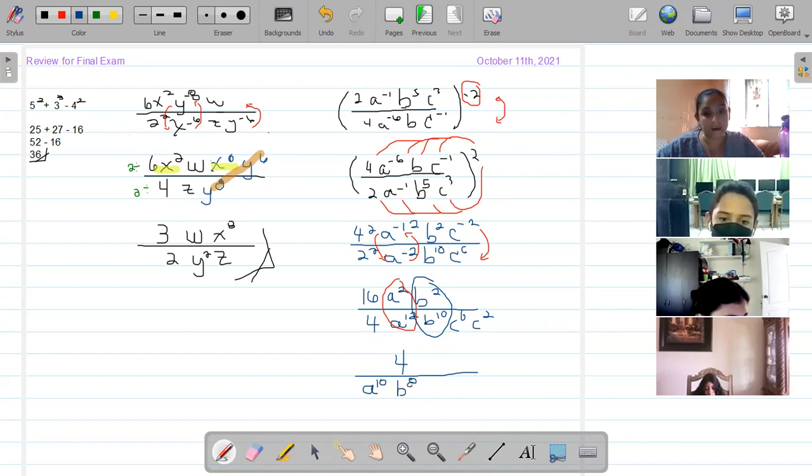And now I have the c's. They're in the same side. What do I do when I have variables on the same side? I'm going to add the exponent, correct? So this is going to be c to what power? 6 plus 2, 8. Can I simplify any further? No. Why not? Because I don't have any variable repeated, and the numbers cannot be simplified because I only have a 4. And that is a final answer. Do you have any question? No? Okay.